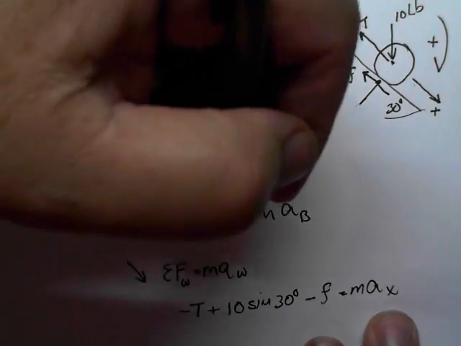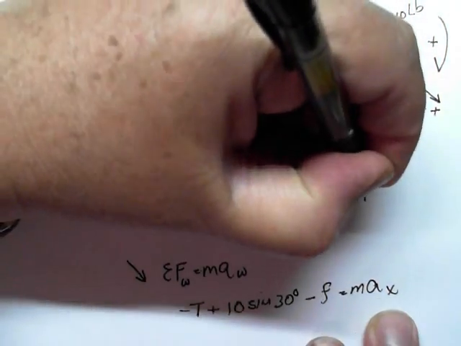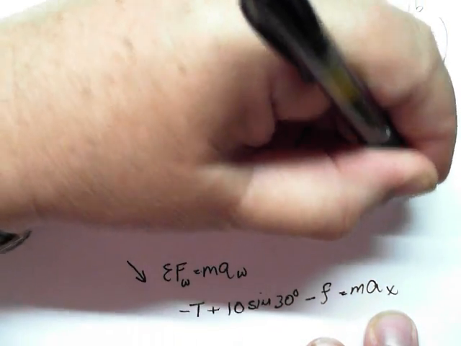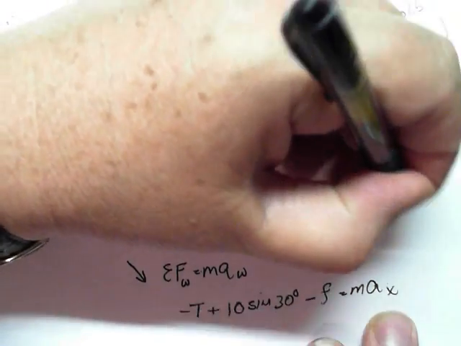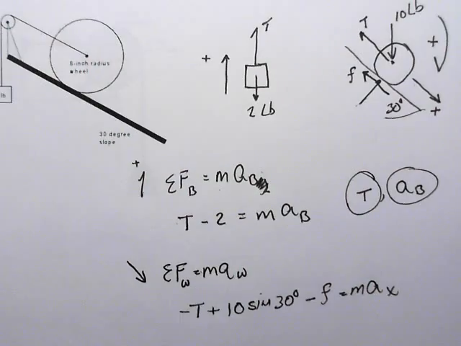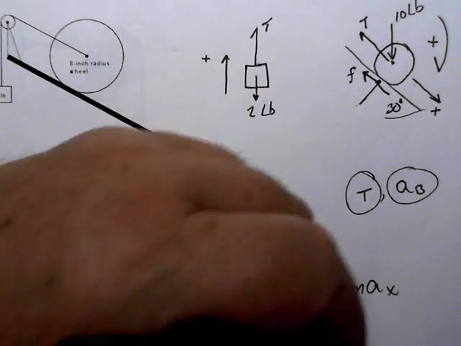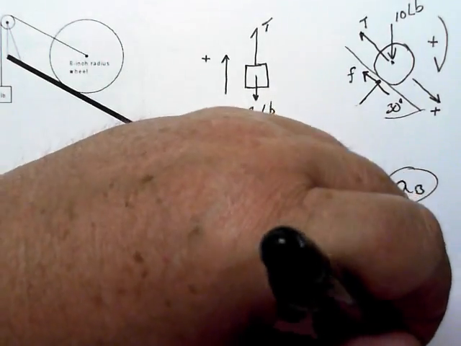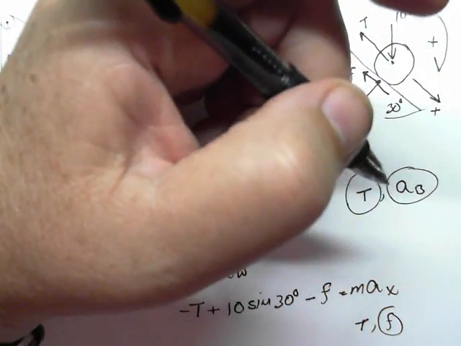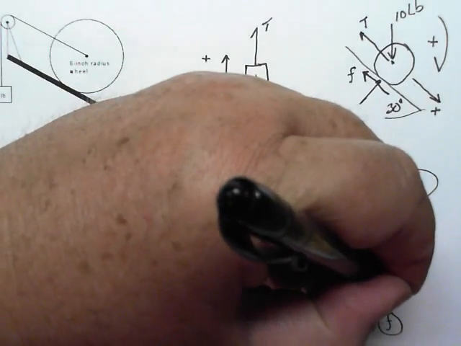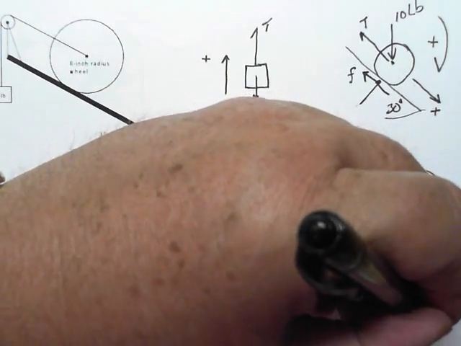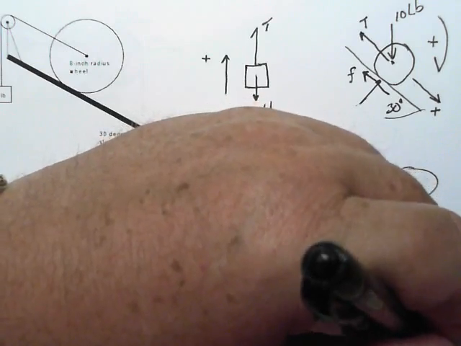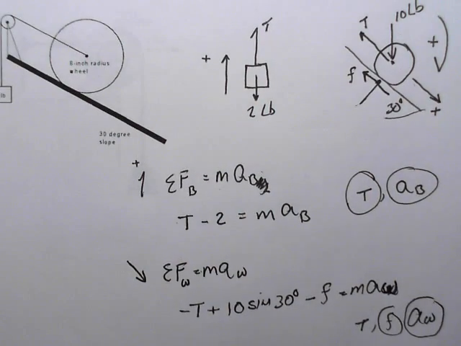And looking at this equation, let's go back. We have tension and the acceleration of the block. One equation, two unknowns. In this one, we bring in tension, we bring in friction, which is new, and this is our acceleration of the wheel, a new unknown. So now we have two equations, four unknowns. That's not looking very good.